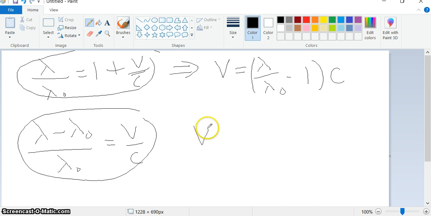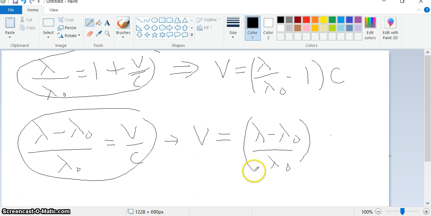All right, so here's the bottom equation. We're going to solve for v. See, this is actually easier. The bottom one's easier to solve for v. You don't have to play around with the 1. It's just going to equal lambda minus lambda naught over lambda naught, and that entire thing multiplied by c. See, that's exactly the same as this equation right here.